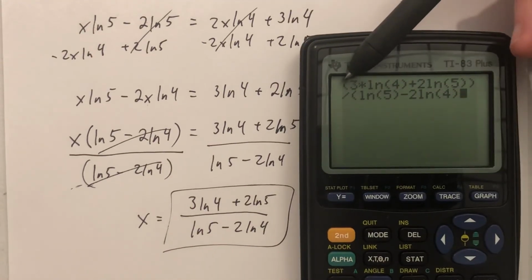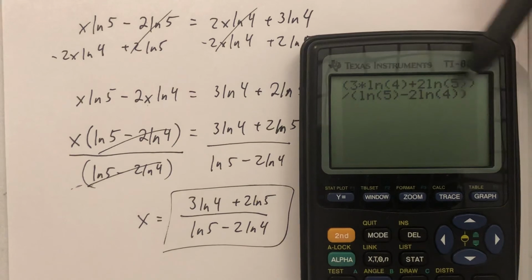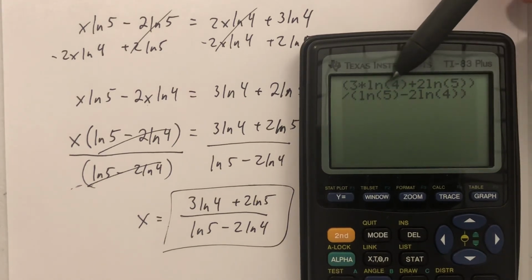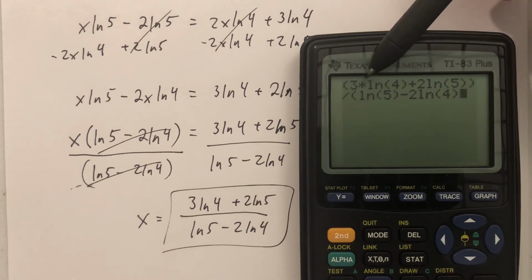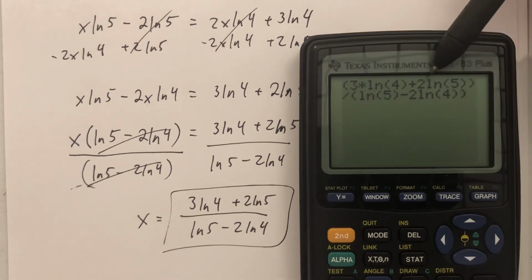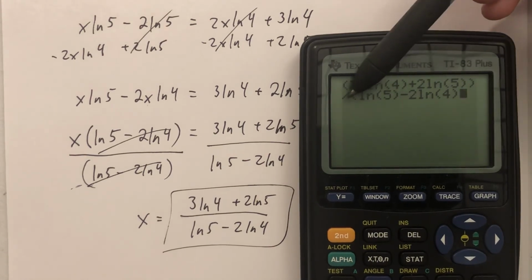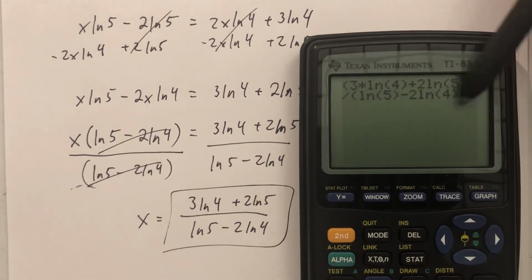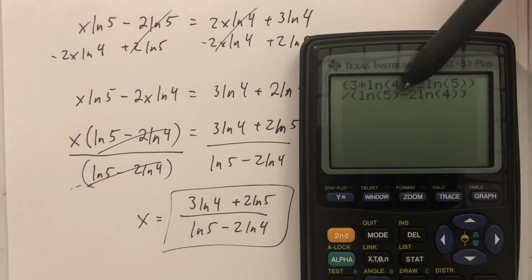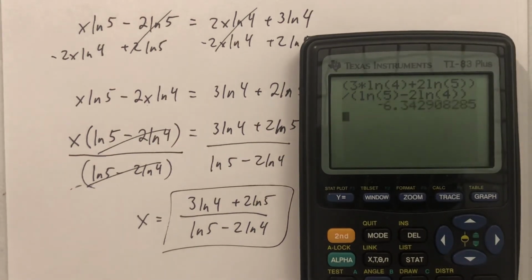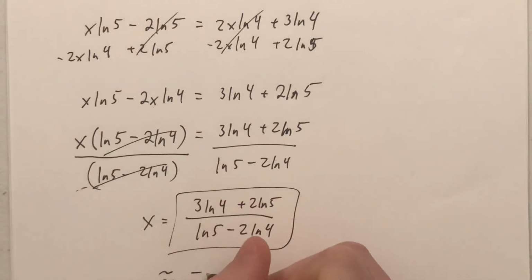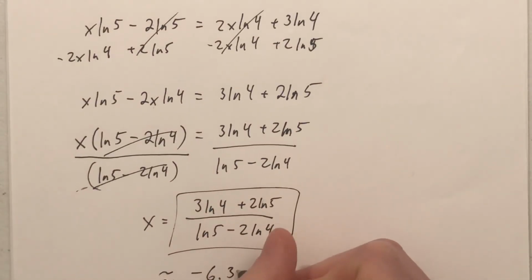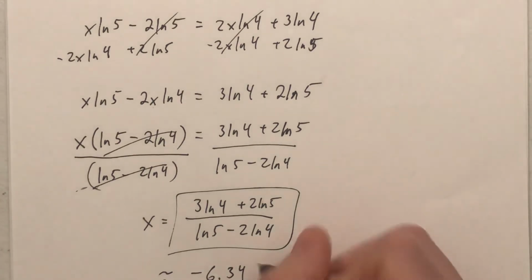You want to make sure that you have parentheses around your entire numerator, and then 3 times ln of 4 plus 2 ln of 5. And I wanted to point out you can put a multiplication sign there. If you don't, your calculator will understand it to be multiplication. Divided by, and then your entire fraction needs to be in parentheses as well, ln of 5 minus 2 ln of 4. And so that will give us an approximate value of -6.343 if we round.